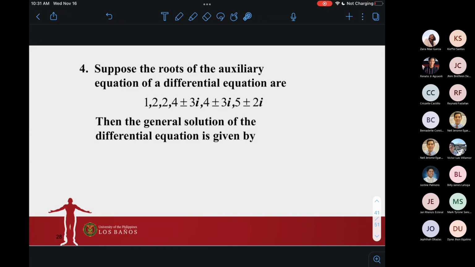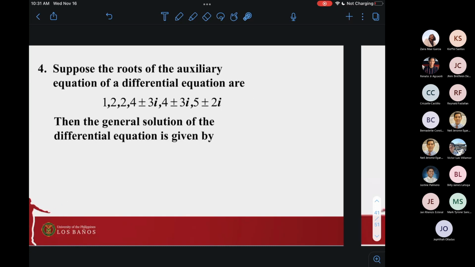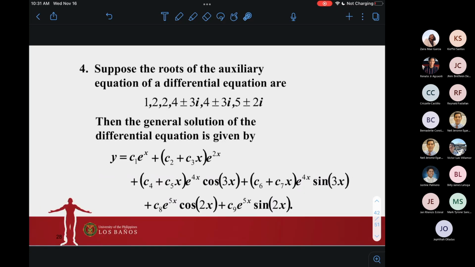So meron ka ng auxiliary polynomial, pwedeng roots na lang yung ibigay sa'yo, so you should be able to find what's the general solution. All right. In this particular case, ito yung mga solutions niya. Let's just see paano sila nakuha.